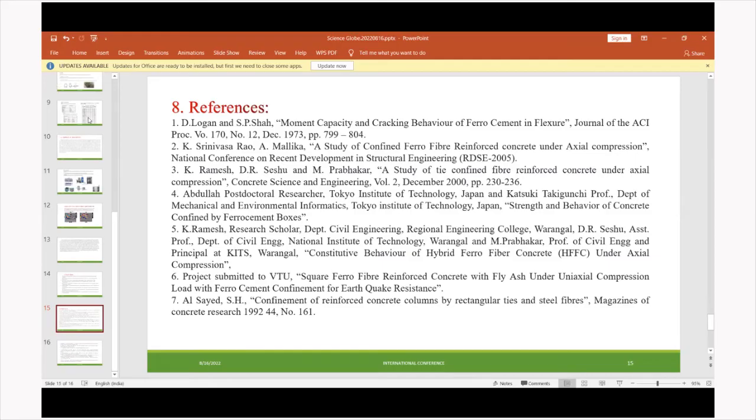These all are the references. I refer to Dr. Logan P. Fisher, moment capacity and crack behavior of cement in flexure, Journal of Article ACA, K. Srinivasa Rao. These all are the references which have been referred.